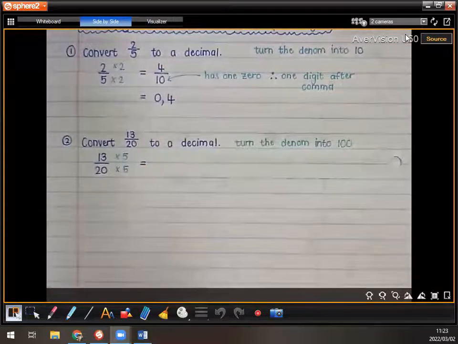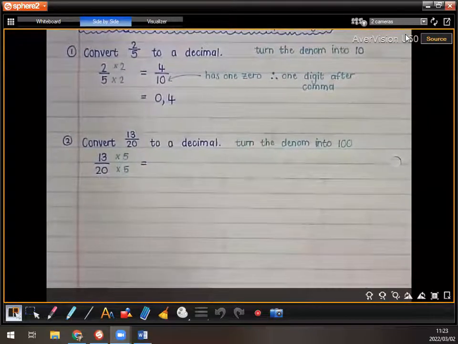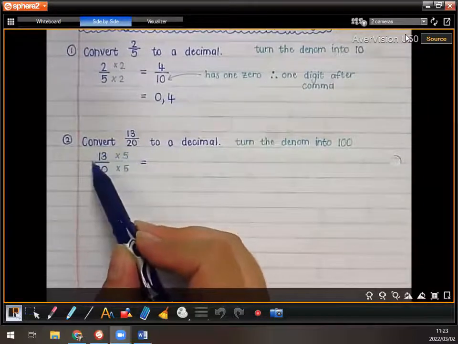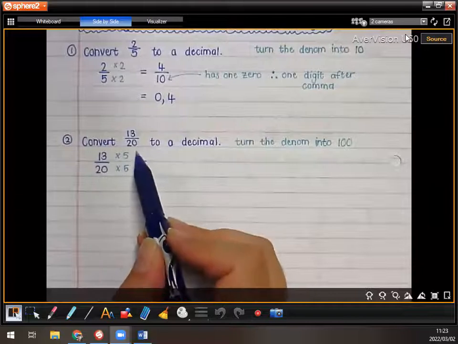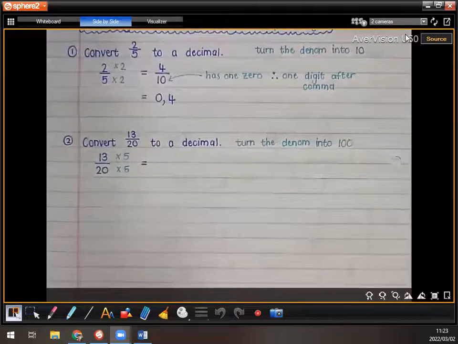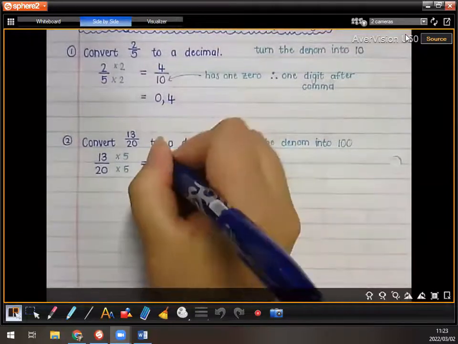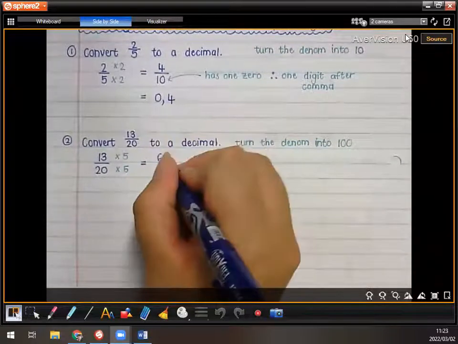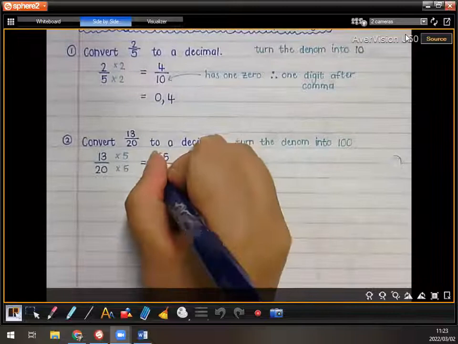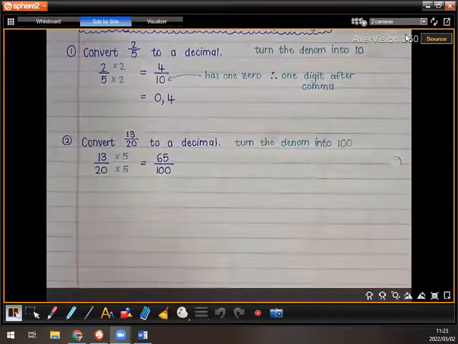Now you need to be able to do this in your head. That's 13 times 5. 65, hey? 13 times 5. We're going to say 10 times 5 is 50, and then 3 times 5 is 15. What's 50 plus 15? 65. So 50 plus 15 is 65 over 100.